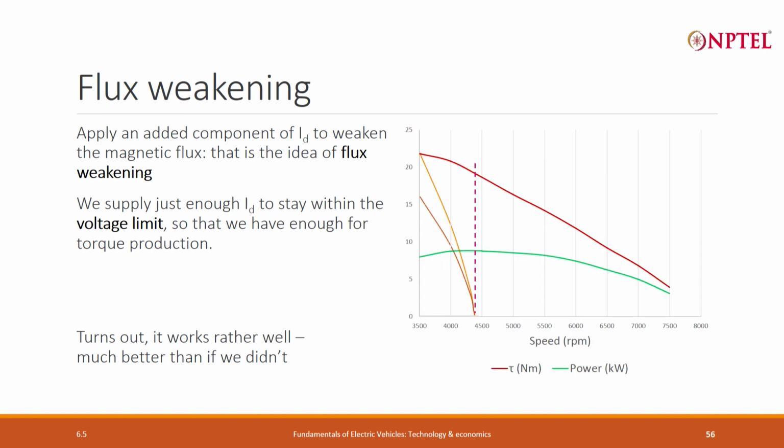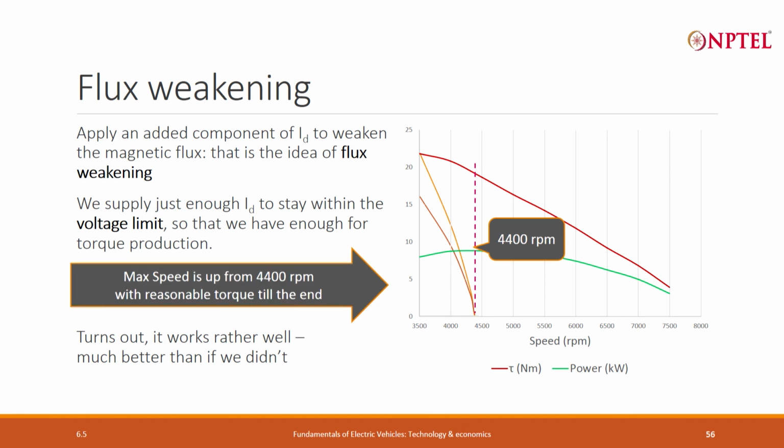And if we plot this, this is how it is. What you see on the left is the graph that we earlier saw without flux weakening, and after we do flux weakening, we find that the torque is falling off much more gradually, and therefore, the power also is drooping off much more gradually, and instead of falling to 0 torque at 4400 RPM, we can actually go up to 7500 RPM and beyond and still have some torque left. So, this is a tremendous improvement in performance.